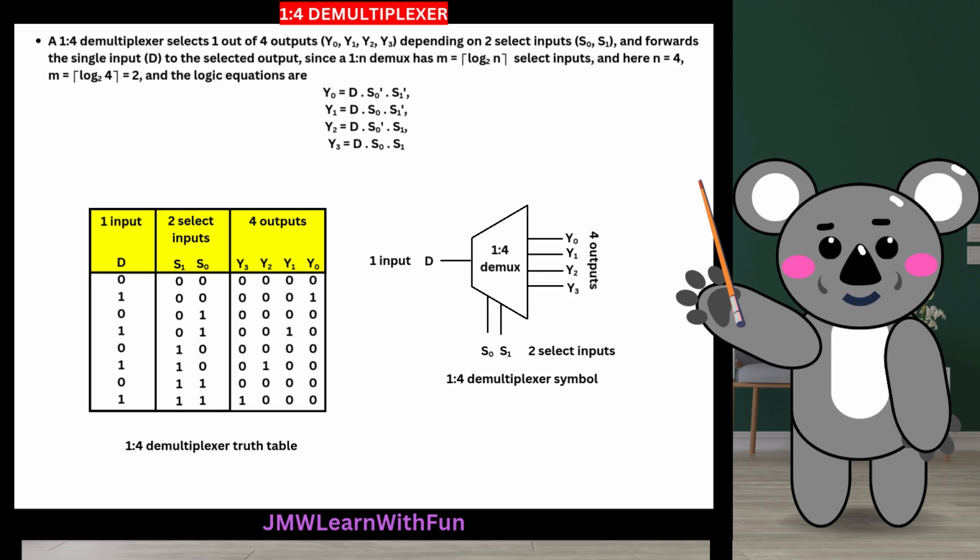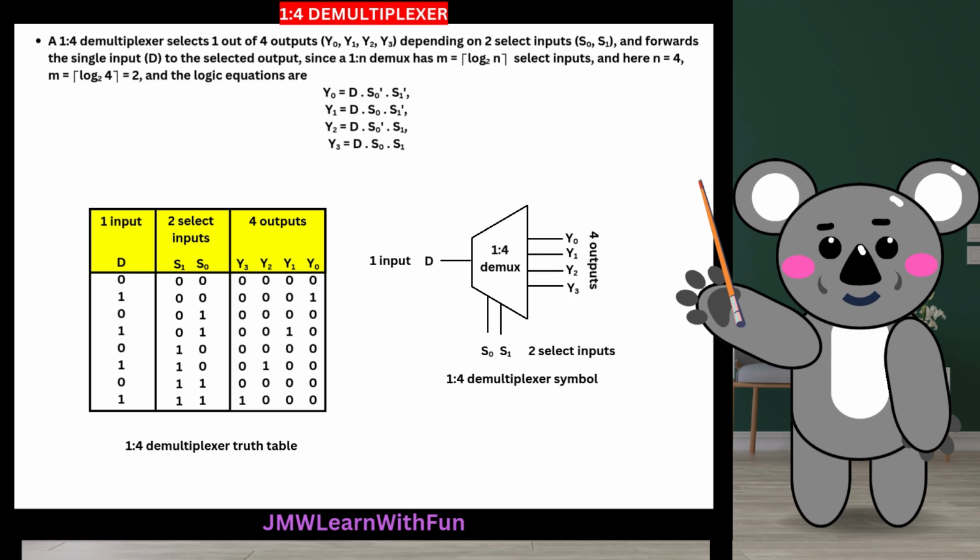When S0 equal to 0 and S1 equal to 1, the outputs Y0, Y1, and Y3 are 0. The output Y2 follows the input D, if D is 0, Y2 is 0, if D is 1, Y2 is 1. When S0 equal to 1 and S1 equal to 1, the outputs Y0, Y1, and Y2 are 0, the output Y3 follows the input D, if D is 0, Y3 is 0, if D is 1, Y3 is 1.